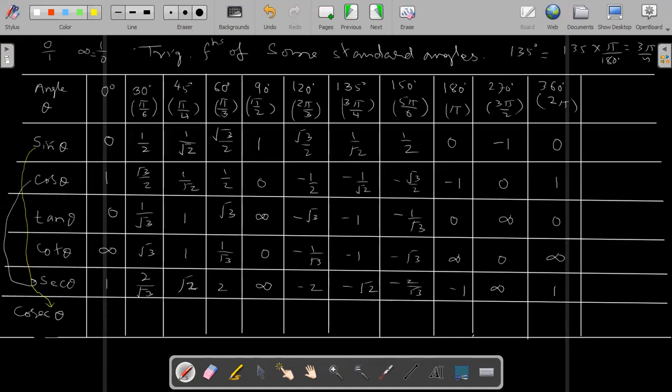Reciprocal of 0 is infinity. Reciprocal of 1 by 2 is 2. Root 2. 2 by root 3. Reciprocal of 1 is 1. 2 by root 3. 1 by root 2 reciprocal is root 2. 1 by 2, 2. 0 will become infinity. Minus 1 will remain minus 1. 0 will become infinity. So this table at least up to 180 you should remember.